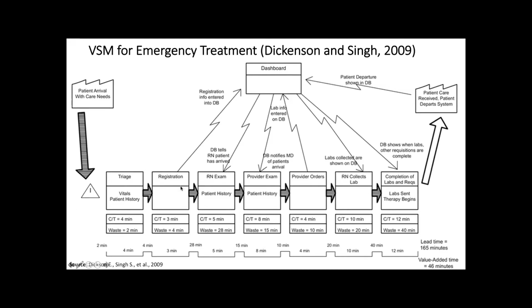And also, as you saw, we said in value stream map, we are going to document not only the flow of the patient or the material, but also the flow of the information. What information is sent from which operation to which other operation, or from which equipment to which other equipment. And then at the end, we can see that in this whole process, from the point that the customer enters to the point that the customer leaves is about 165 minutes.